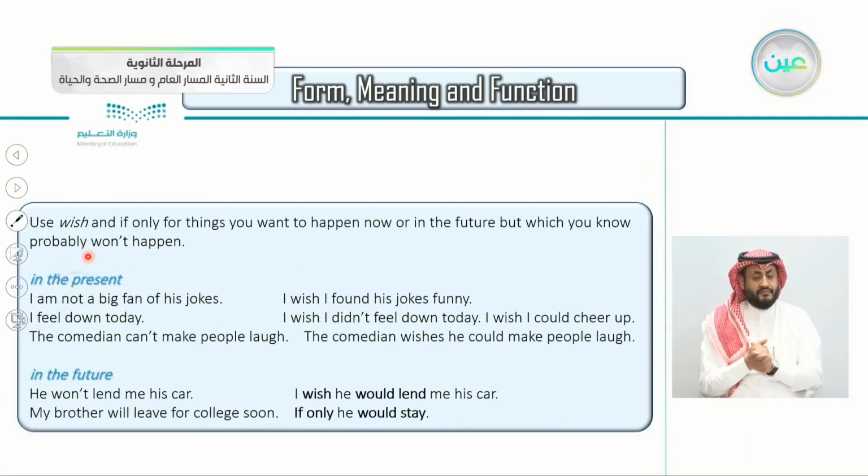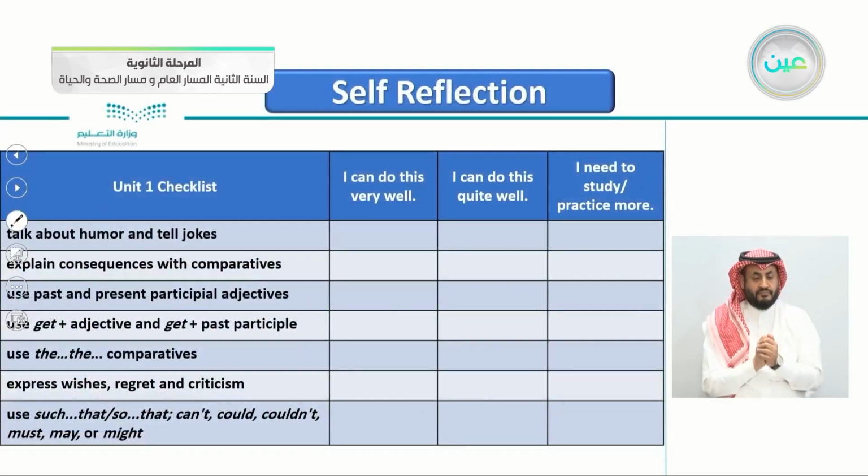What about the present? When you say, I'm not a big fan of his jokes, I wish I found his jokes funny. I feel down today, so this is in the present. I wish I didn't feel down today. And in the future, he won't lend me his car. So we say, I wish he would lend me his car. We use the word would here because we're talking about a future event.